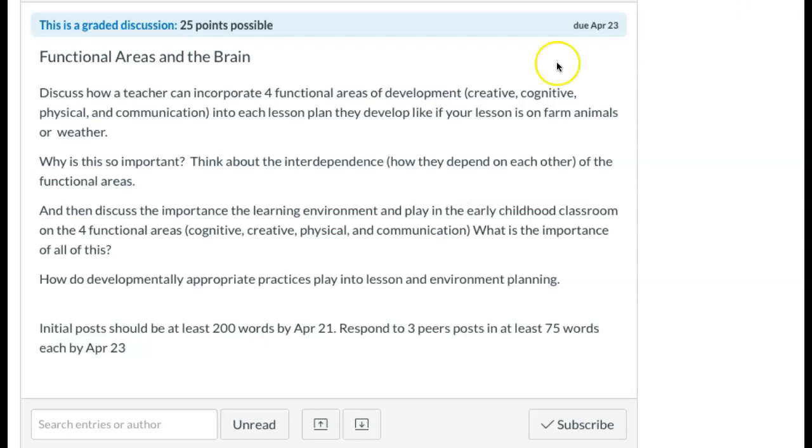This is going to be more about the teaching, and this is more about the learning environment, about the whole idea that there's teacher-directed time and then there's student-directed time, where there are opportunities to give them play. Think about how developmentally appropriate practices play into all of that.